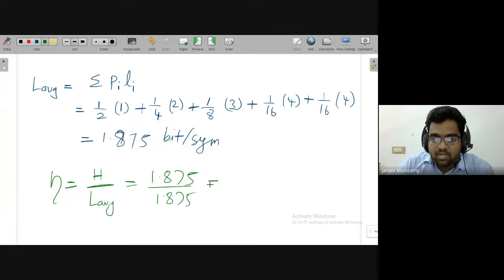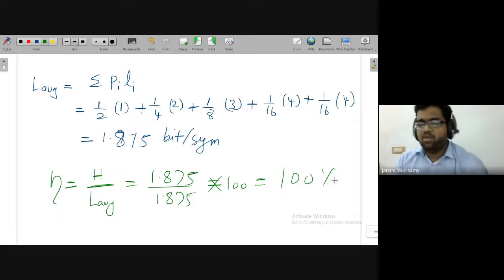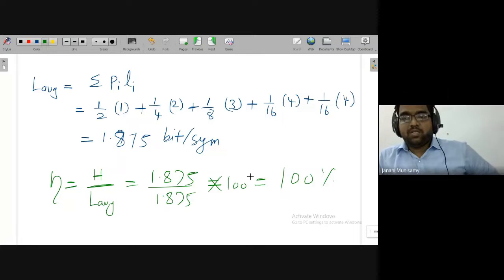In this case, both are same. Then you are getting 100%. Now the efficiency is 100%. Okay, that is possible. In some cases, it may not be 100%. It may be less than 100%.